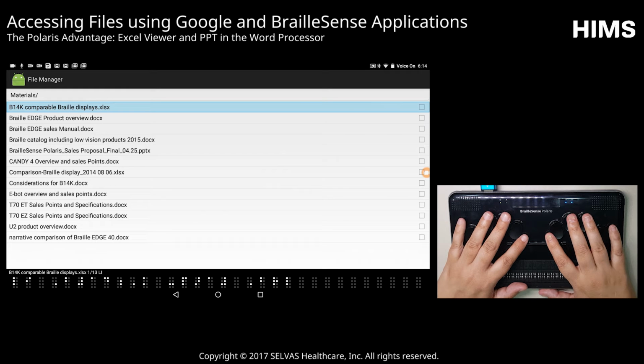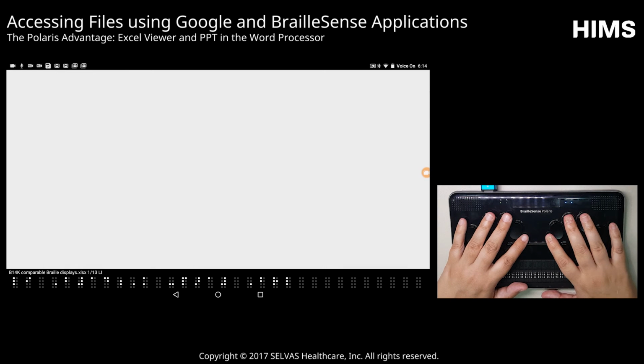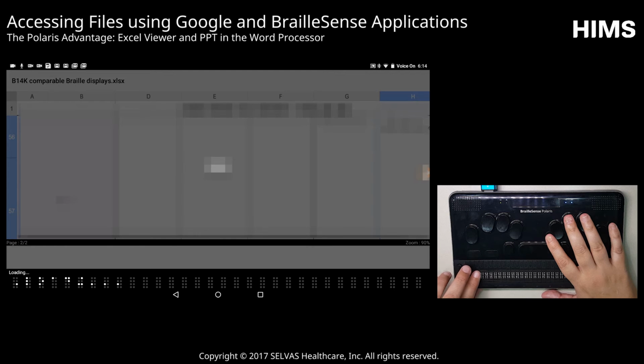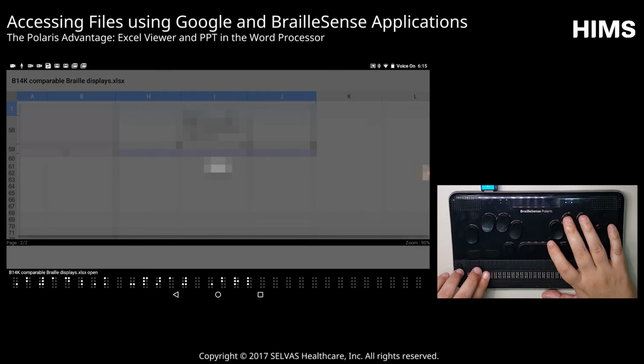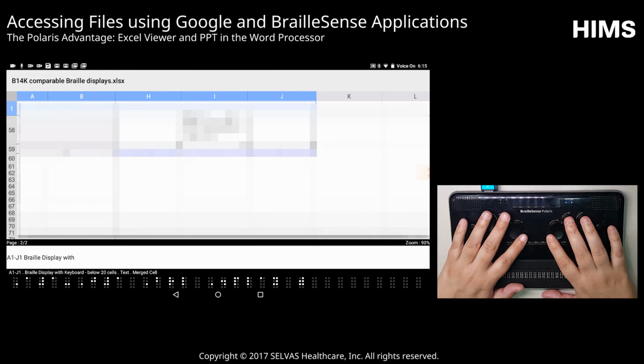Okay, now I have the same directory that we viewed in Google Drive, but this time I'm going to open this in our Excel viewer. B14K comparable Braille displays.xlsx open. A1, J1, Braille display with keyboard, below 20 cells, text. So now you're able to see the Excel file without a lot of the extra controls, which is much easier for a blind person to deal with.